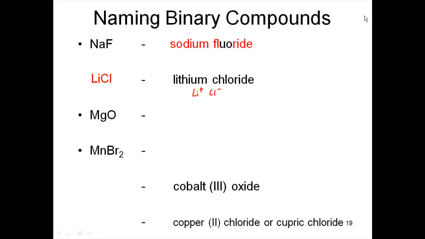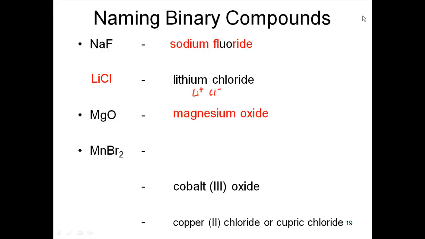MgO. Got to name that. So I got magnesium as Mg. I don't have to put any Roman numerals because that's always +2. And then I have O, which is the oxygen, so we change that ending since it's the anion to -ide, which means I get magnesium oxide.